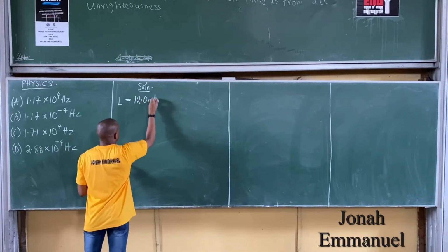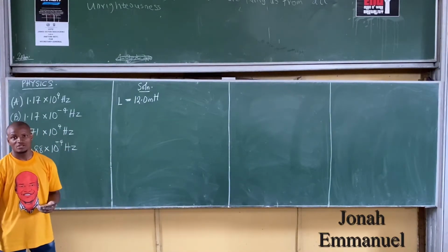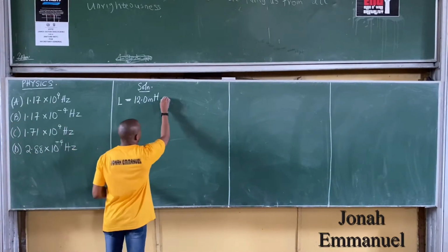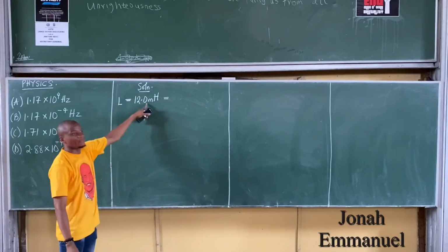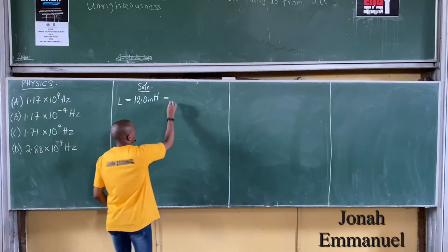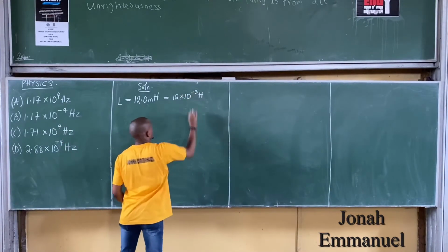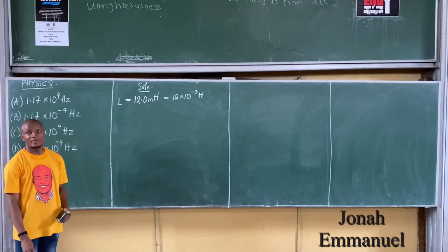L equals 12.0 millihenry. Now, please convert this millihenry to henry. What's the value of milli? Minus 3. That gives you 12 times 10 to the power minus 3 henry. So milli is 10 to the power minus 3.